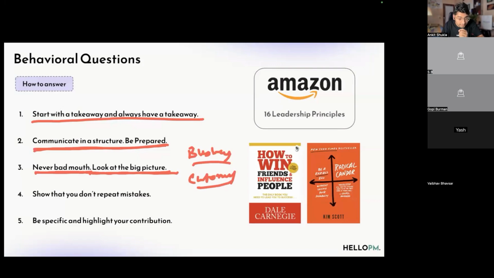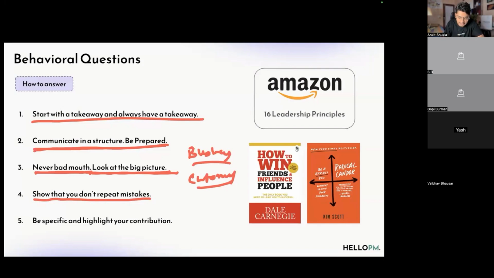Always show that you do not repeat mistakes. If someone asks what is your biggest mistake, or what mistakes you made in your last job, or what challenges you have faced, you always have to articulate it in such a way that you are very unlikely to repeat the mistakes and you have learned from that particular thing.